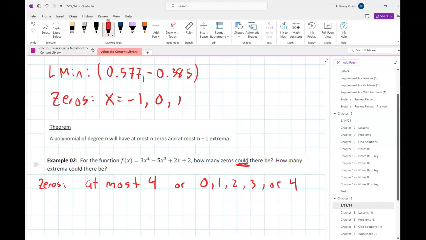Will I mark you wrong if you write 4 instead of at most 4? You betcha. Okay? But I'm telling you now, in advance, that I'm going to do that, so you know to be careful about it. How about the extrema? How many extrema could we have?